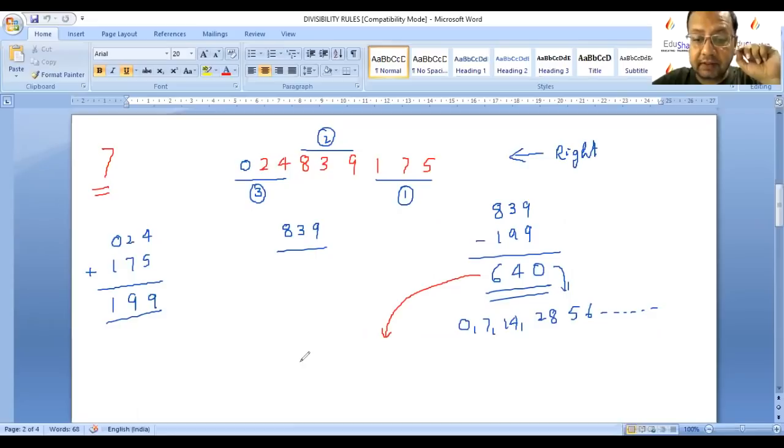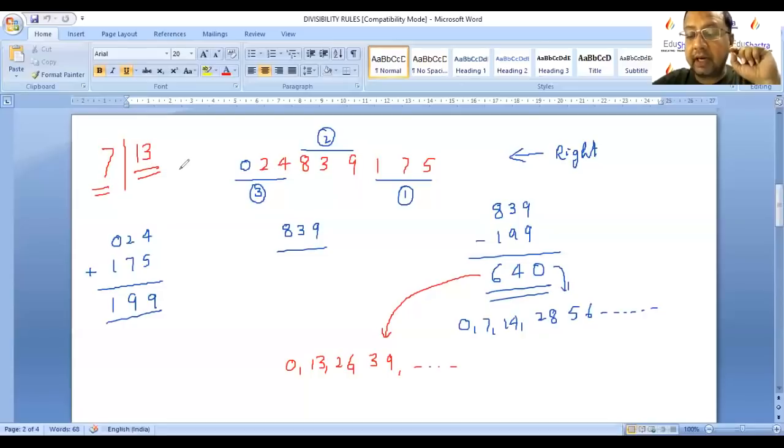So if this difference is 0 or 13 or 26 or 39 or some other number which is a multiple of 13, then this number will also be divisible by 13. So this is the rule applicable for 13 also. So the rules for 7 and 13 are the same and can be applied in the same manner.